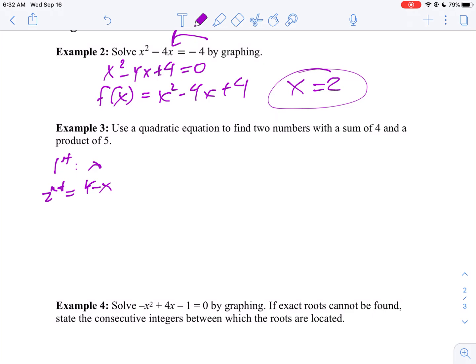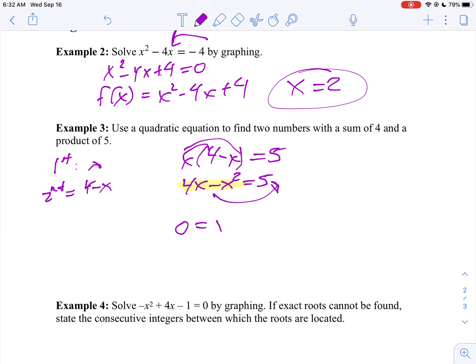Product means they multiply. So in other words, we're going to take x times 4 minus x, and that's going to equal 5. Now if you want to rewrite this, we can. Let's distribute that x inside, so you get 4x minus x squared equals 5. I don't like my x squared being negative, so I'm going to move this entire side to the other side of the equation to make it positive. So we get 0 equals positive x squared minus 4x plus 5.